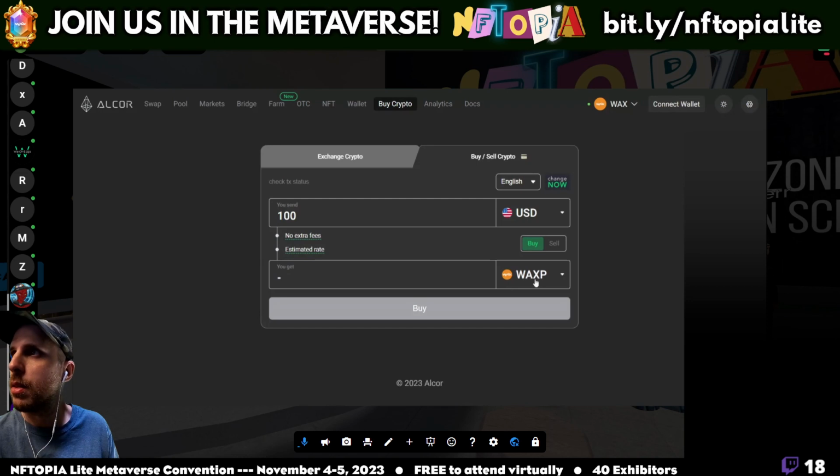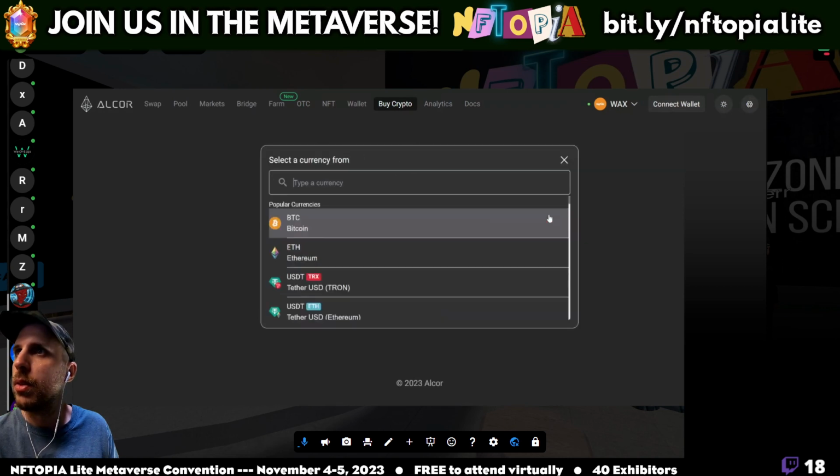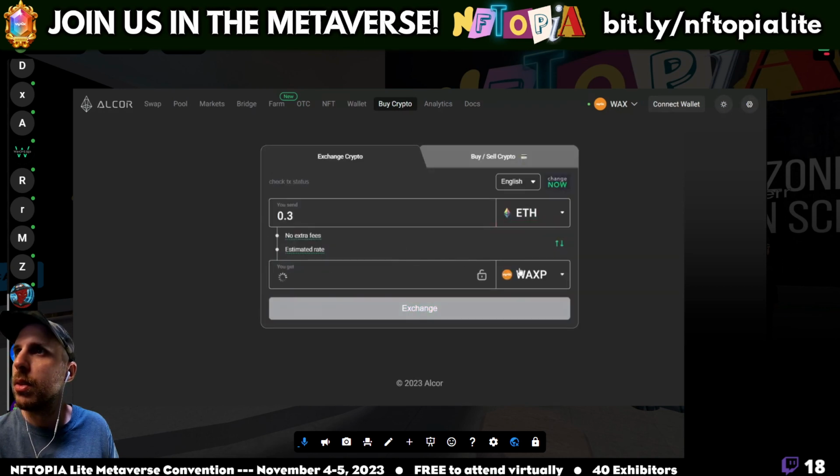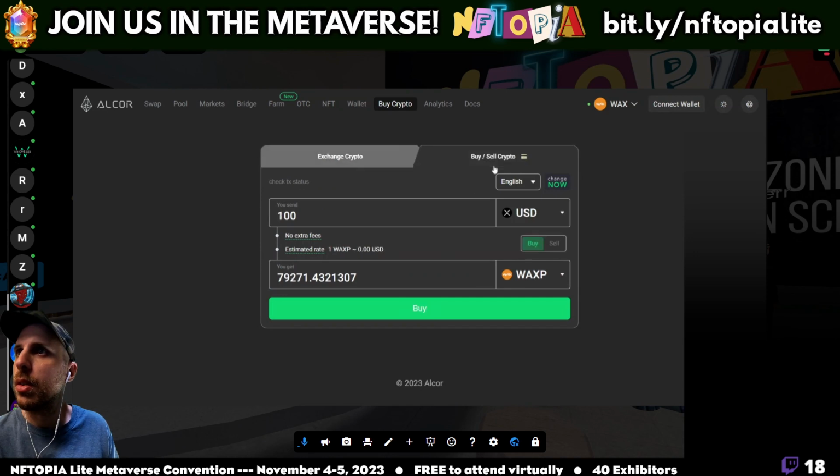And also buy and sell. It isn't working with WAX at the moment, sadly, because WAX has all these kinds of restrictions. But the exchange crypto is working now. You can exchange, let's say, from Ripple. You can do all these things thanks to the implementation we did with ChangeNow. The buy and sell, sadly, right now the best solution is the IBC bridge.